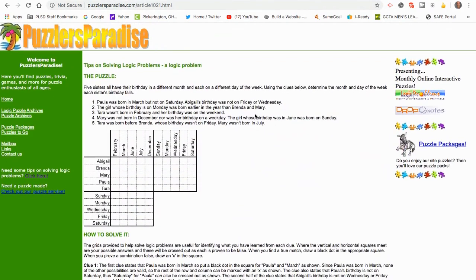So I am more a kinesthetic learner. I like to learn by doing. I'm also a visual learner. So what we're going to do next is I'm going to walk you through a puzzle together so you can see how a puzzler would solve it.